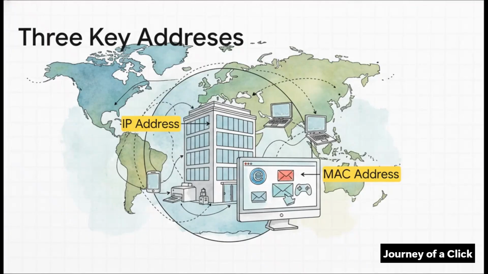Yeah, you need these different addresses for different parts of the trip. You've got the IP address, which is for the big global part of the journey, getting it to the right computer network anywhere in the world. Then there's the MAC address. That's for the super local delivery, finding the exact device. And finally, the port address, which makes sure the message gets to the right piece of software on that device.